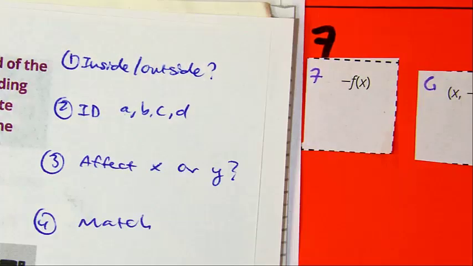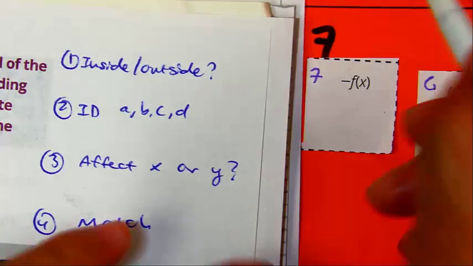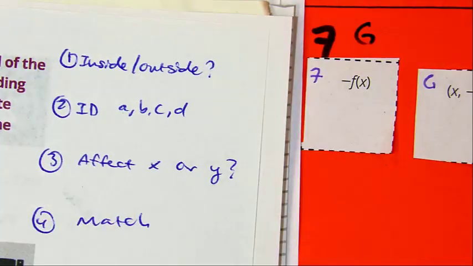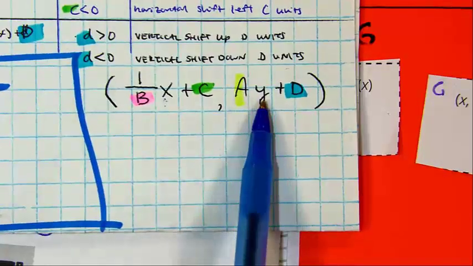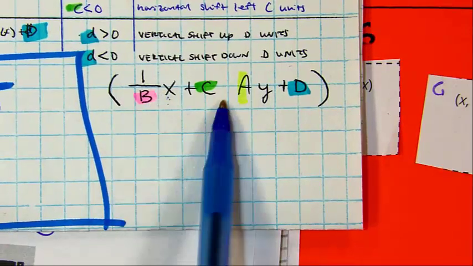Okay, let's write down the answer. Again, to summarize, it's on the outside to the left. Outside to the left, that's the A value. The A value affects the Y. The A value is negative 1, so X, comma, negative Y.